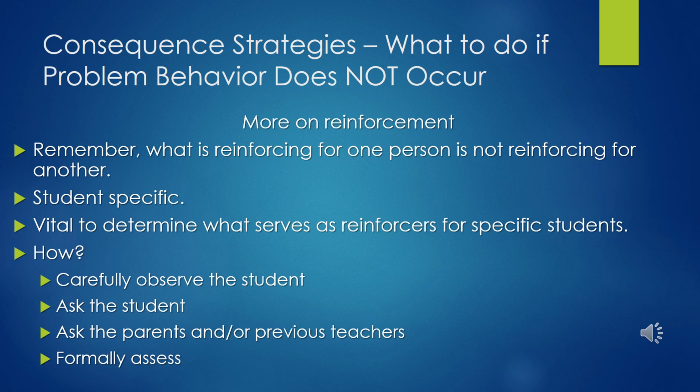So how do we find the best reinforcers for our students? Well, we can carefully observe the student. What do they gravitate towards? What do they talk about? What do they like? We can ask the student. If we have students who do have language skills, who can express what they like, then we can just ask them. We can ask parents and or the previous teachers. We can ask the parents, when your child is at home, what do they like to do? What are their favorite things? And then we can talk to previous teachers as well. And then there are ways to formally assess what types of reinforcers will work as well.